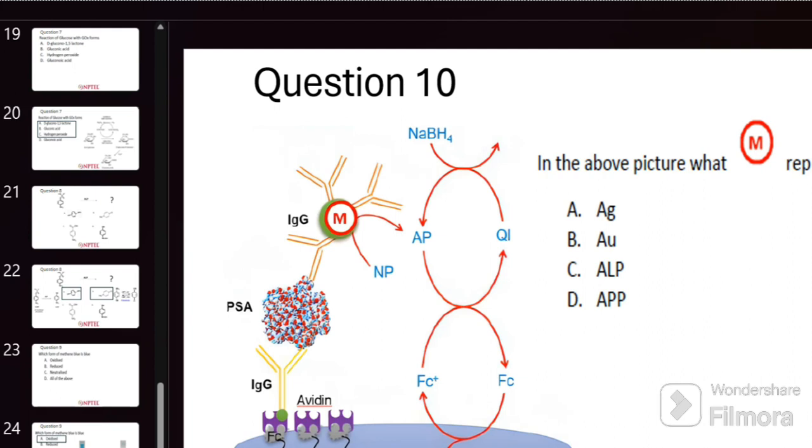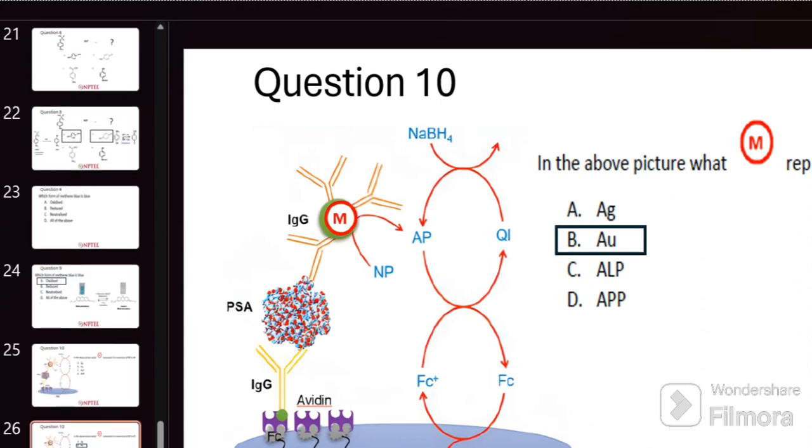So you are left with gold and silver. Silver is not very widely used for labeling applications, because its surface modification chemistry is quite complex. So gold is the most widely used material as a labeling nanoparticle. So gold is our answer.